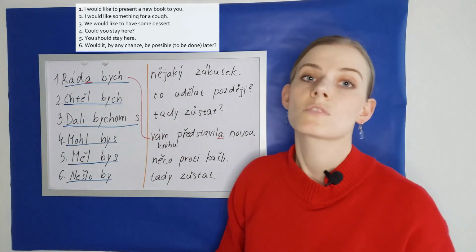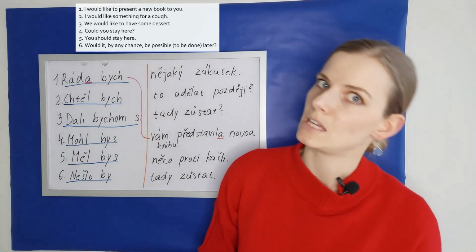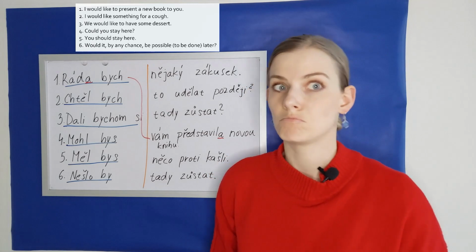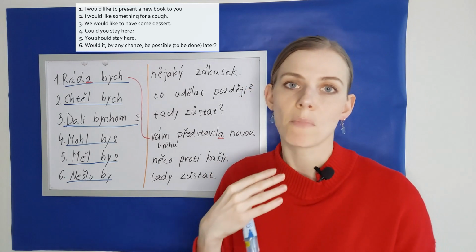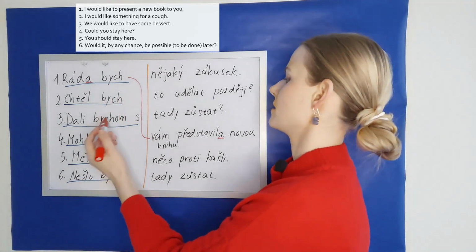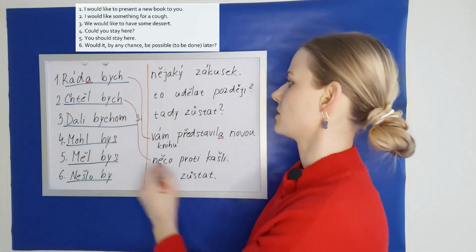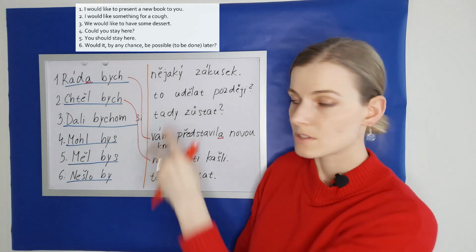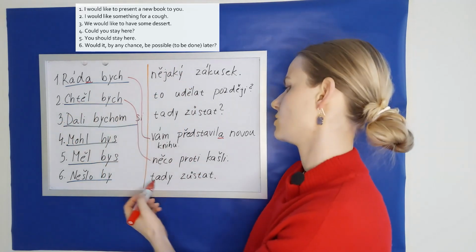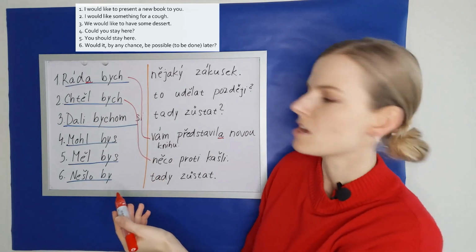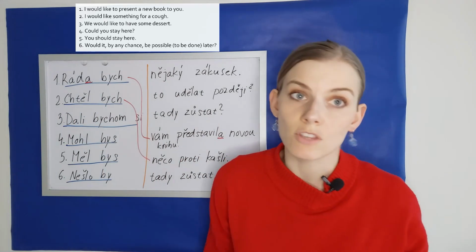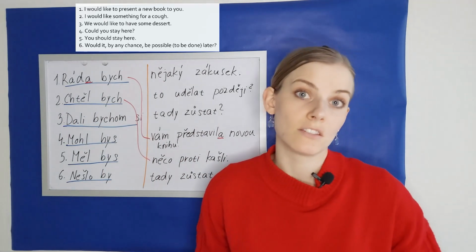Second sentence. I would like something for the cough, something against the cough. Imagine you go to a pharmacy and you want something to make your cough go away. So you would say, chtěl bych něco proti kašli. If we were not translating from English, another possibility would be, chtěl bych tady zůstat, I would like to stay here. Or you could also say, chtěl bych nějaký zákusek, I would like a dessert.